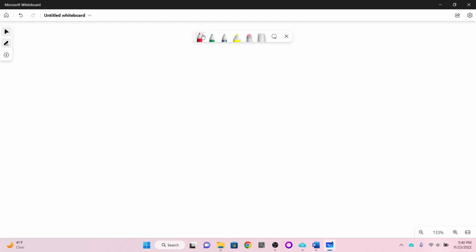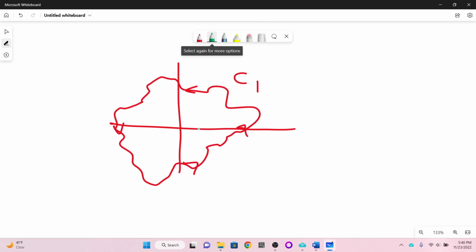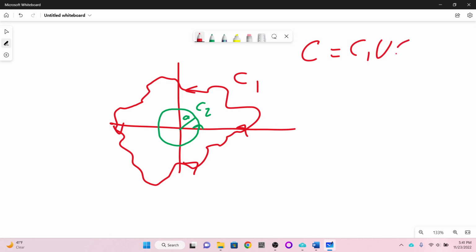Okay, so what we're saying is, let's say we got some weirdly shaped curve like this. We'll call it C1. Well, we can replace it with just a nice clean circle here, radius a, which we'll call C2. Now we know the integral on the whole curve C is C1 union C2. So we're going to integrate along both curves. It'll have the effect of the outer one minus the inner one.